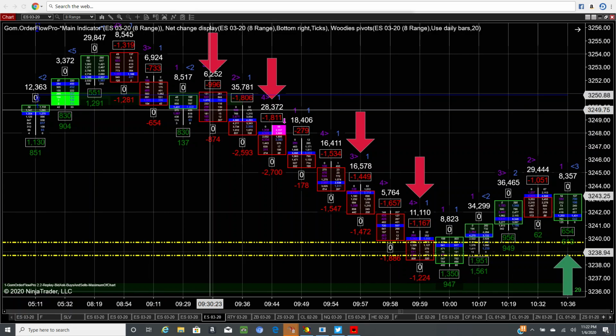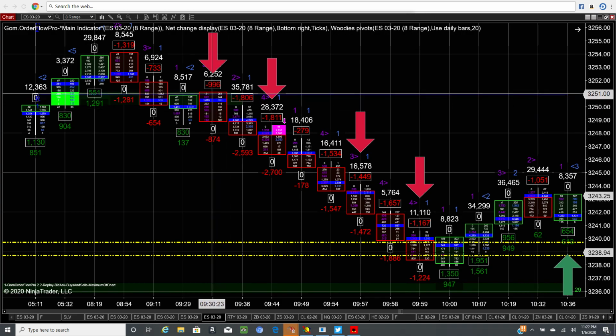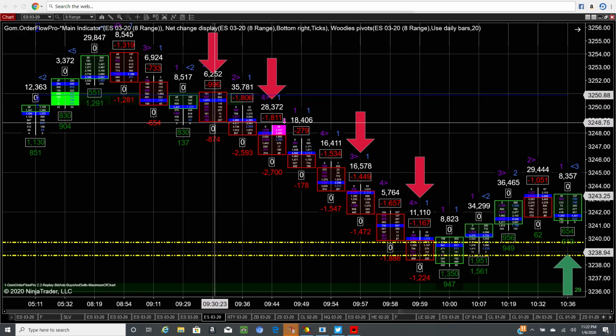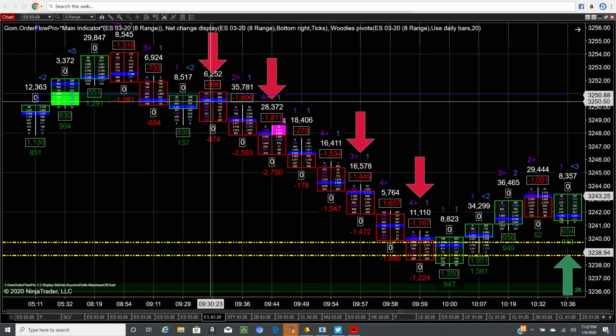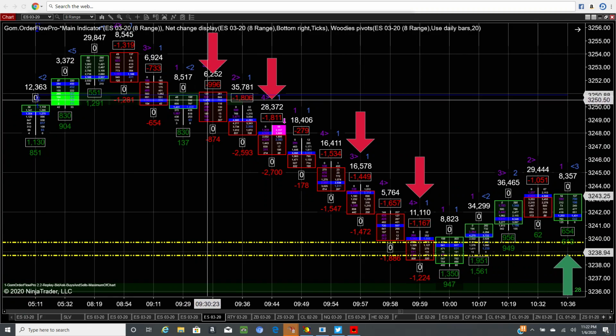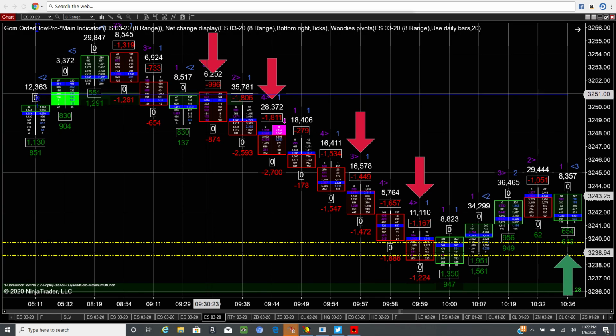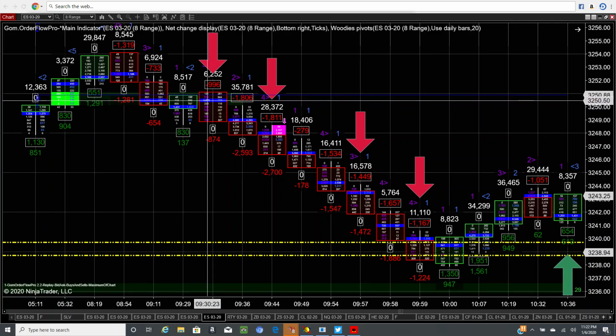And all you're going to need to do on this is be able to decipher the color of the candle. This is red. This is green. And where the point of control is. This point of control is right here. How far away is that from the high of this bar? 1, 2, 3 ticks. Okay? Rule of 3. That's all you need to remember.